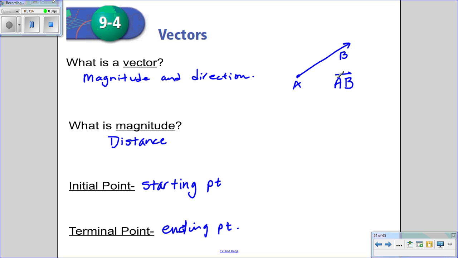Okay, so for this vector over here, vector AB, this vector starts at A, so the starting point would be A, and the terminal point would be B. Okay? And this has a direction. It's heading towards that direction, which we'll talk about how to name the direction.